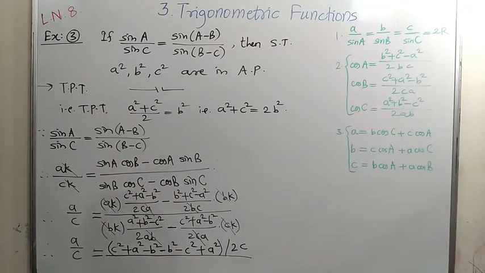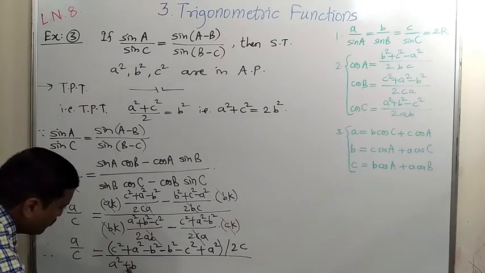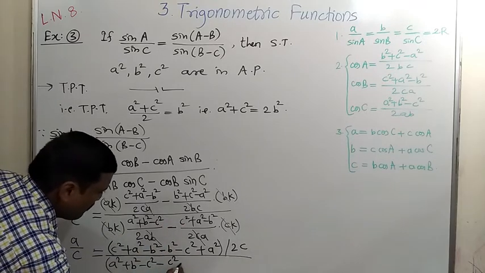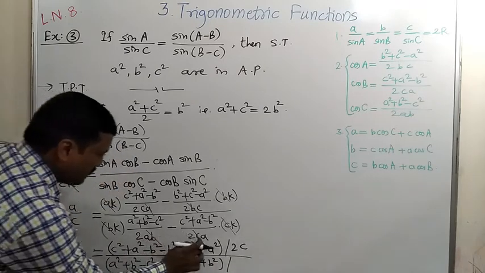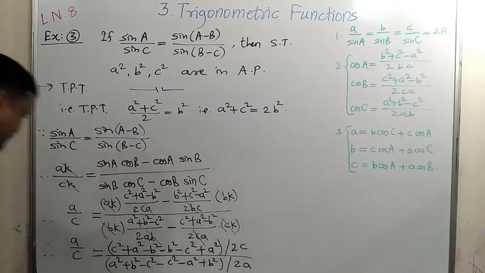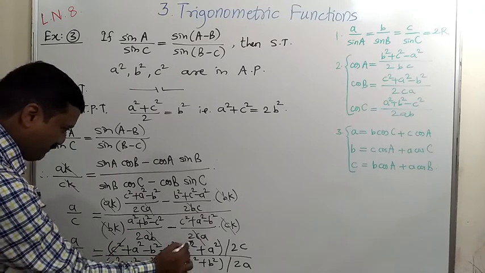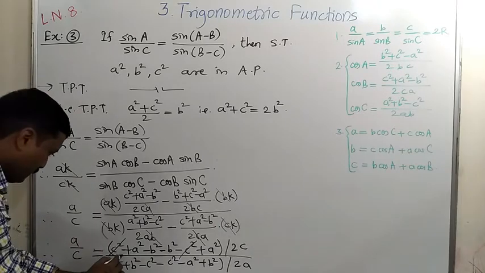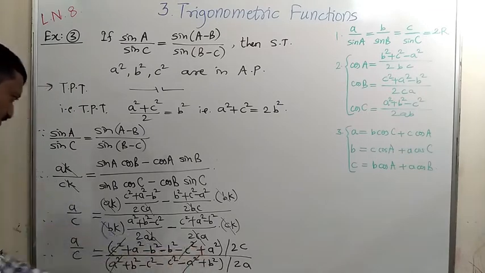Divided by, it means here A square plus B square minus C square. Apply negative sign on each: minus C square minus A square plus B square, all divided by twice A. Now here which terms get cancelled? C square and minus C square. At the denominator here, A square and A square get cancelled. Remains here A square plus A square is twice A square.